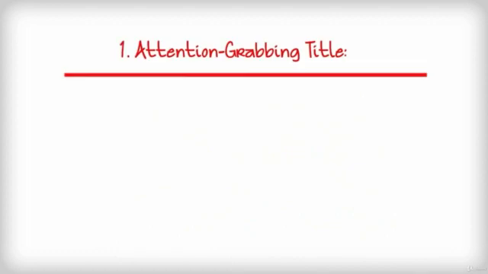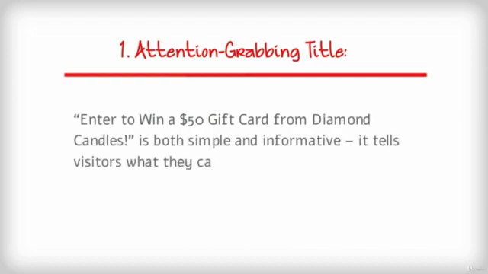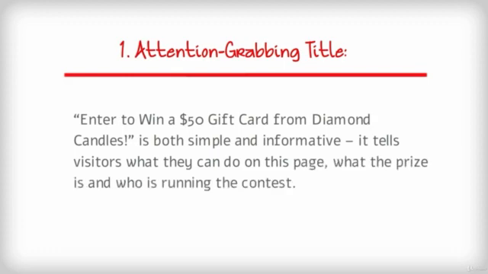Number 1. Attention-grabbing title. A short title phrased as a call to action is the best way to maximize entries. For example, "Enter to win a $50 gift card from Diamond Candles" is both simple and informative. It tells the visitors what they can do on this page, what the prize is, and who is running the contest. It contains the essential information a person needs to feel informed enough to enter the contest.